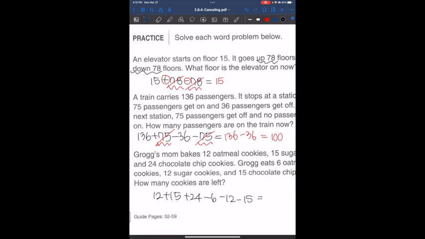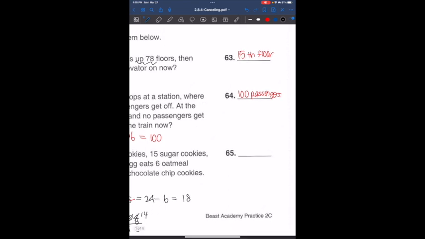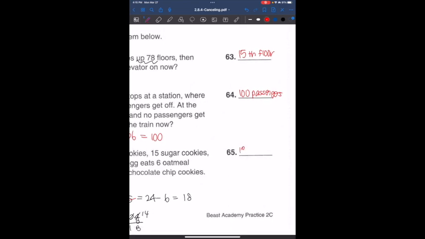Now we have 12 and negative 12, so they cancel out. 15 and negative 15, so they cancel out. So we're left with 24 minus 6, which is 18. And so we have 18 cookies left.